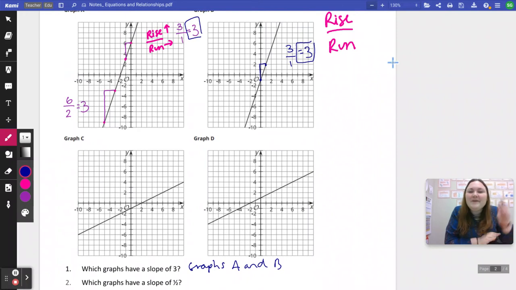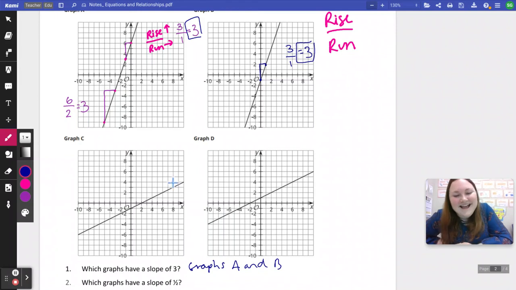Just like we did earlier, pause the video. Give yourself that practice. That's going to make you a strong math student. Pause the video and see if you can figure out which graphs have a slope of 1/2. Okay. I hope that no one put graph A or B down. We already know the slope of graph A and B. The slope is 3, so I'm not going to say A or B have a slope of 1/2.